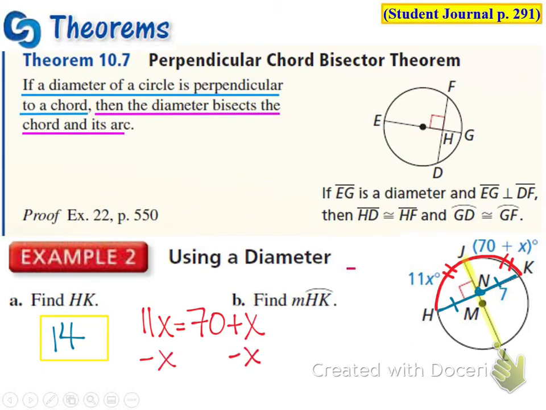Subtract x. 10x equals 70. Divide by 10, and x equals 7. Did it ask for x? No. So what do we need to do with x? Plug it in. Where would we like to plug it in? 70 plus x, that's fine. So instead of x, we're going to say 7.